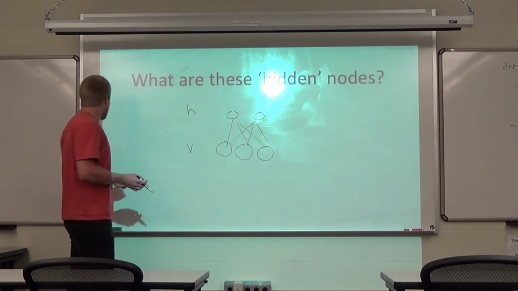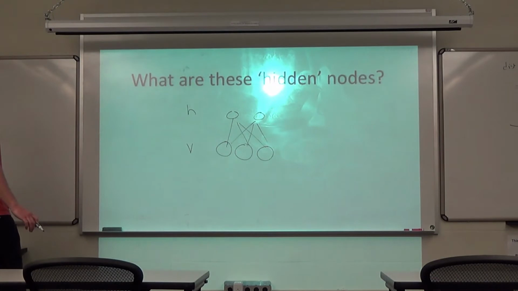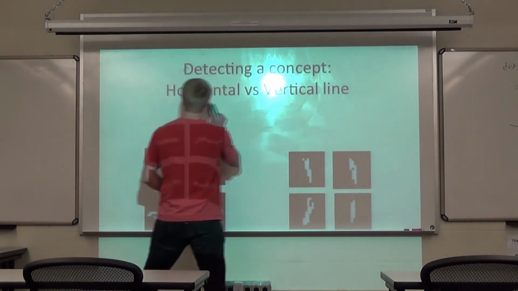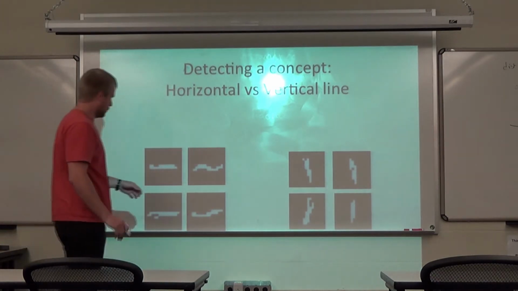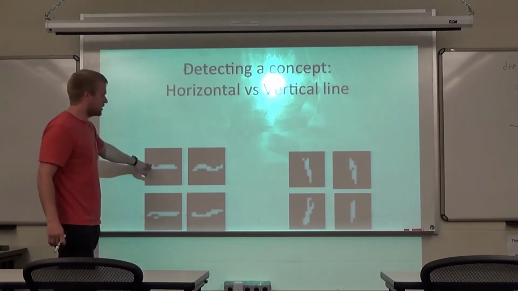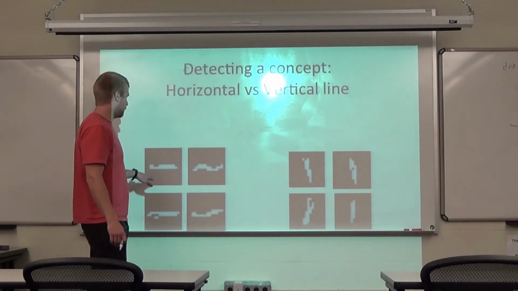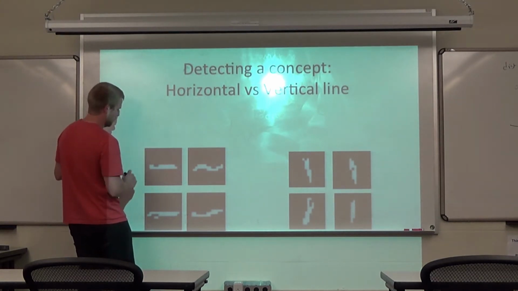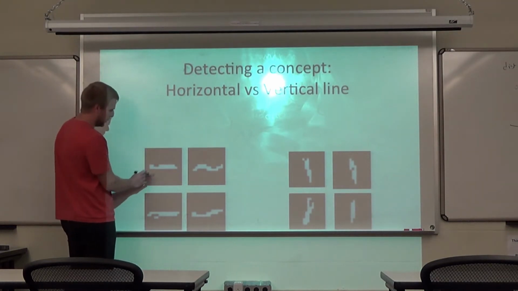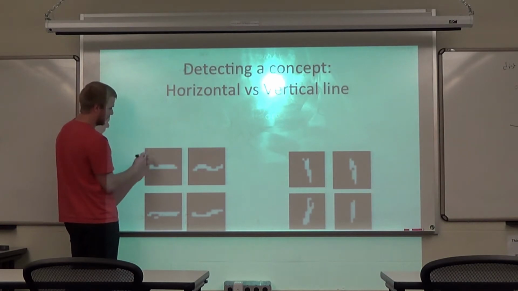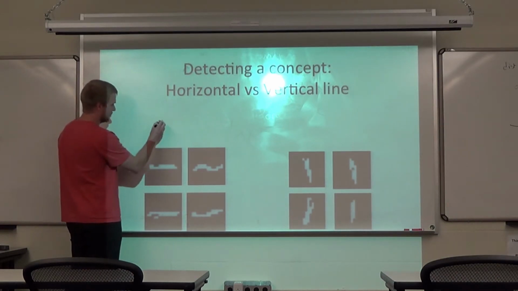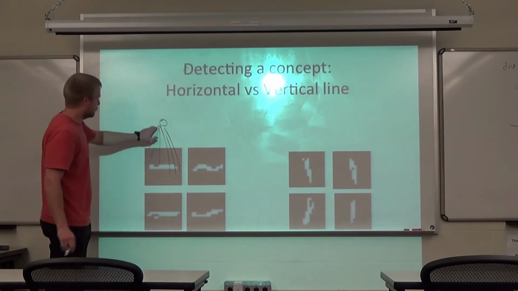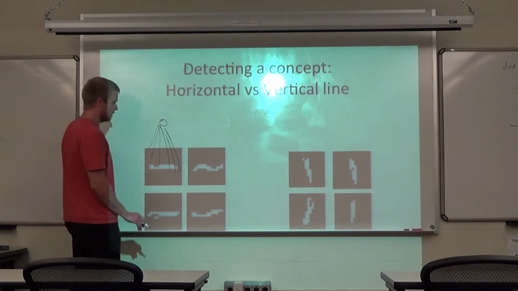So, for example, we might want to have a hidden node detect whether or not an image is a horizontal line or a vertical line. So maybe we want a network where the structure consists of however many pixels are in the visible layer, and then there's a single node, and it's connected to all of the pixels in the visible layer.